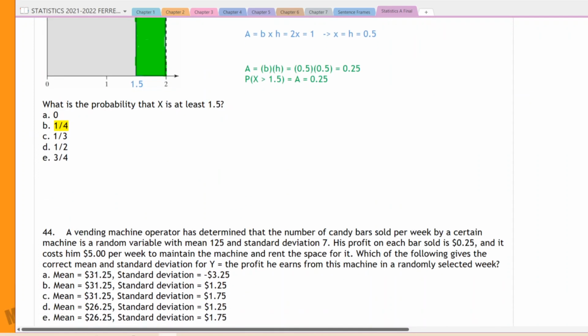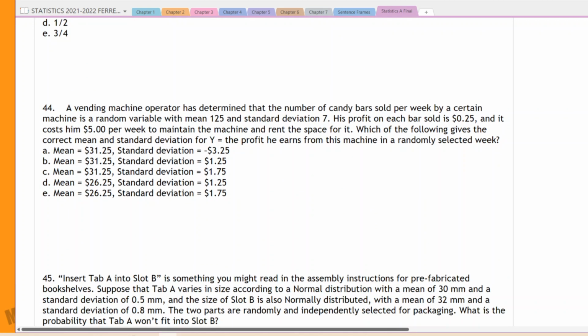All right. 44, we've got some random variables. I'm seeing a mean and a standard deviation. Let's see how we do this one. A vending machine operator has determined that the number of candy bars sold per week by a certain machine is a random variable with a mean of 125 and a standard deviation of 0.7.